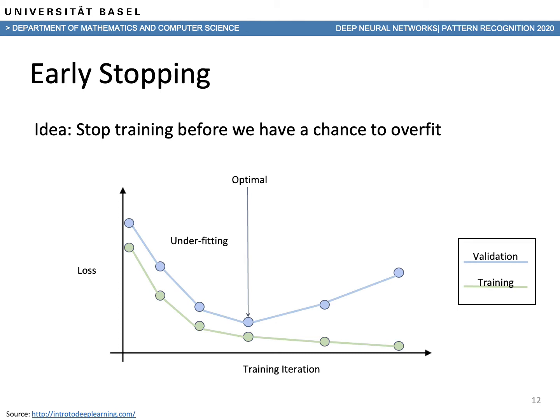So the idea is that in each step, you would save the parameters of the network. So in the end, you can look at these curves and see, okay, what step should I go back to and use those parameters, instead of using the final parameters where I have a very low error on my training data, but a very bad performance on my validation set.